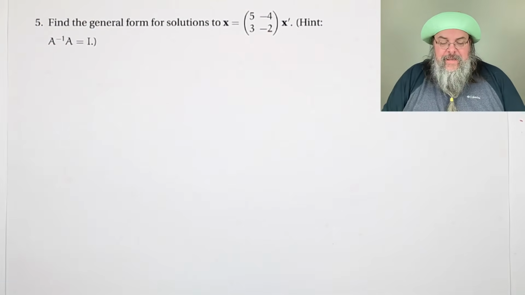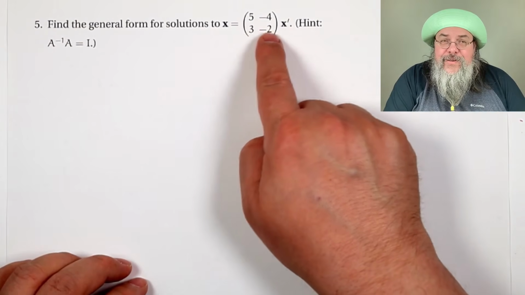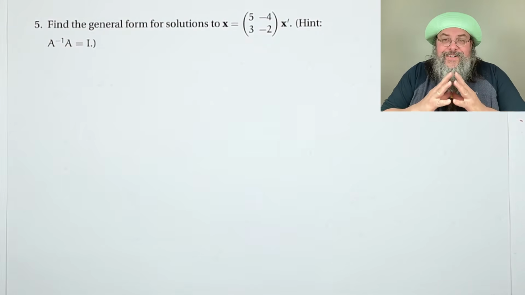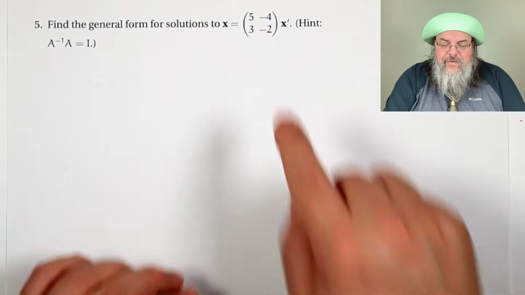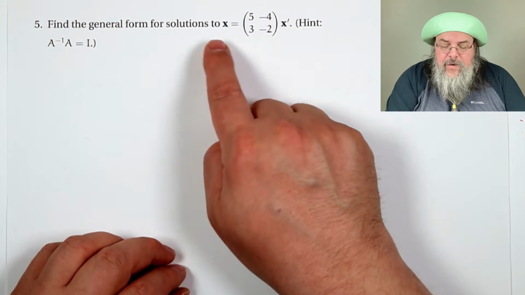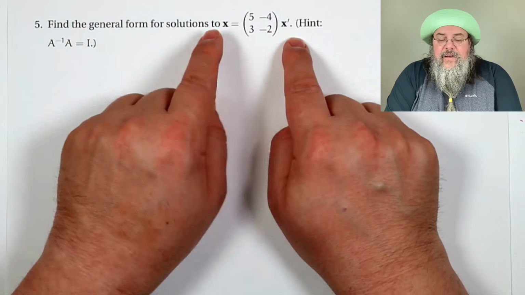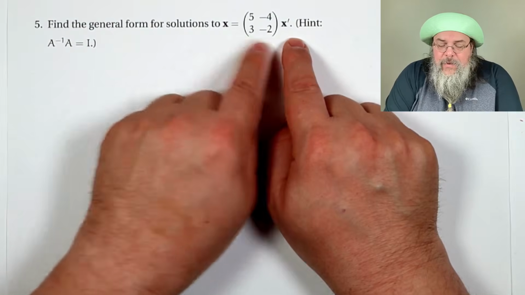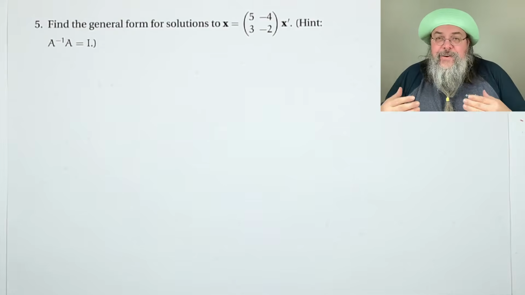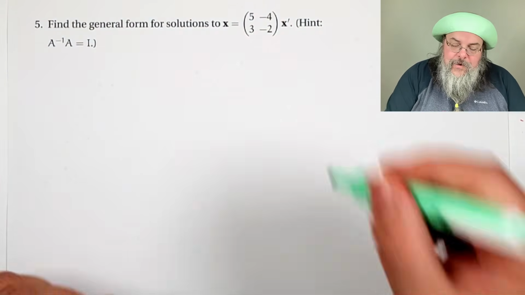Number 5. Find the general form for solutions to x equals 5 minus 4, 3 minus 2, x prime. Now, we have a bit of a quandary here. You might say, oh, well, let's just find the eigenvalues, eigenvectors, and proceed. But notice, where is the x prime? The x prime is attached to the matrix and not to the x, right? We want the matrix over here on this side. So we're like, oh, darn it. How can we move it? Well, there's a hint, and the hint is a very good hint.